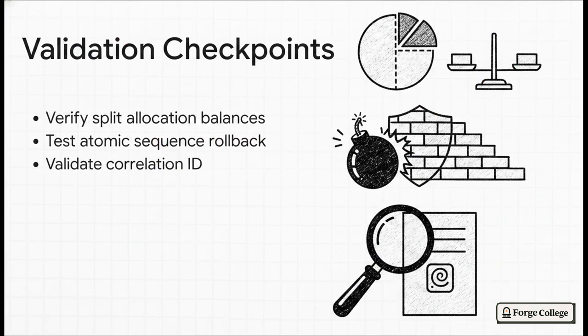So to make sure this all works as intended, here are the 3 critical validation checkpoints developers must run against their local validator or devnet. Number 1, verify your split payment allocation balances. Literally, make sure the lamports actually match your math. Number 2, test the atomic sequence rollback on a deliberate failure. Try to break it and ensure the state remains completely unchanged. And number 3, validate the correlation ID in your memo payload. Double-check those transaction message instructions and ensure your ID is right there.